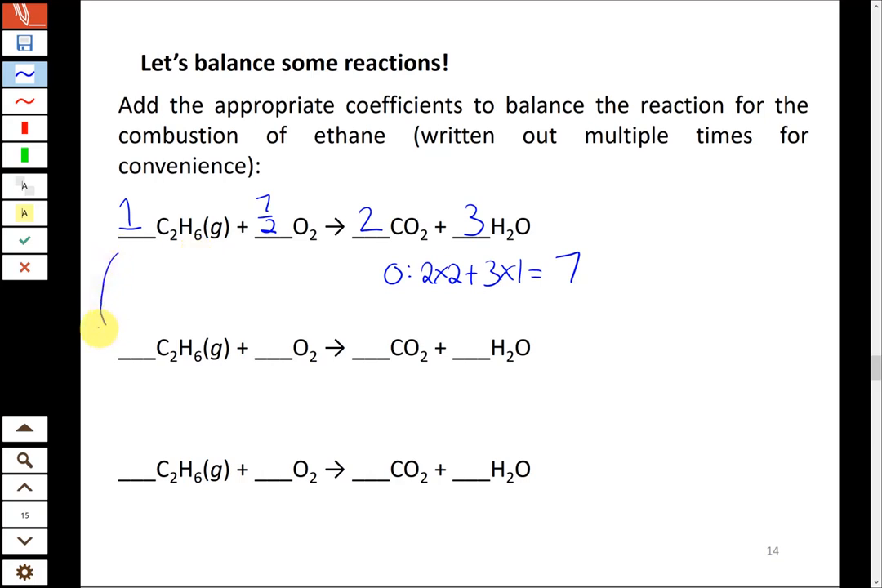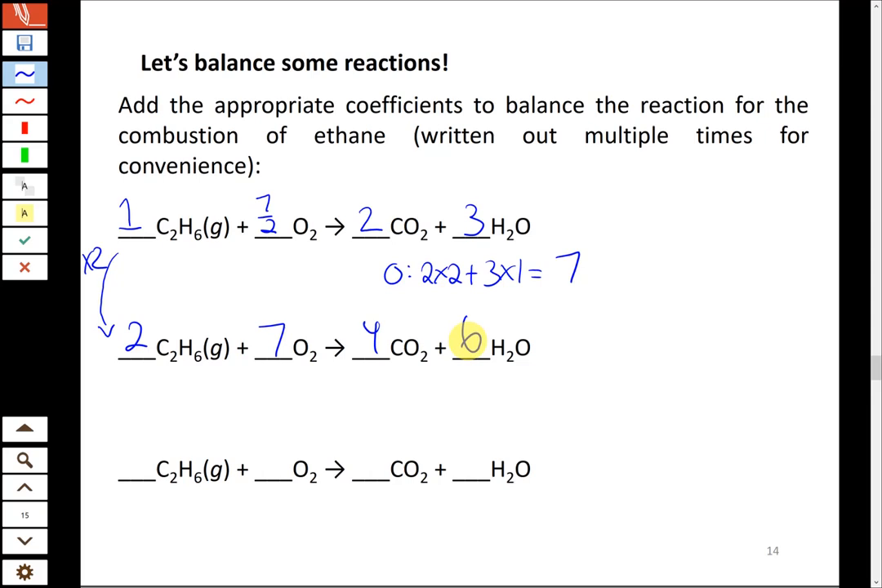So then what you're going to do is multiply every coefficient by whatever factor you need to get rid of the fractions. So here we have a fraction over 2, so we're going to multiply everything by 2 to get rid of that fraction there. But again, you have to do it for every single coefficient because this is already balanced. So if we change one coefficient by a factor, we have to change all of them by the same factor to keep it balanced. So 1 times 2 is 2, 7 halves times 2 is 7, 2 times 2 is 4, 3 times 2 is 6. So this is going to be our smallest whole number set of coefficients that balances this equation.